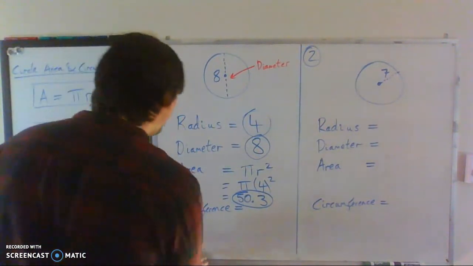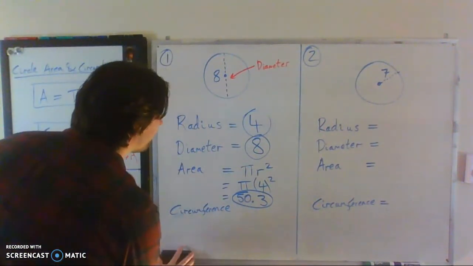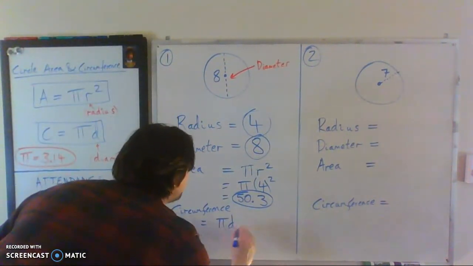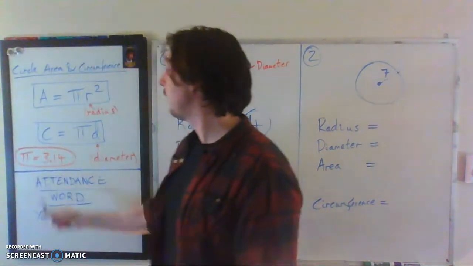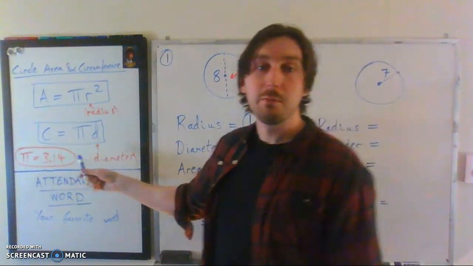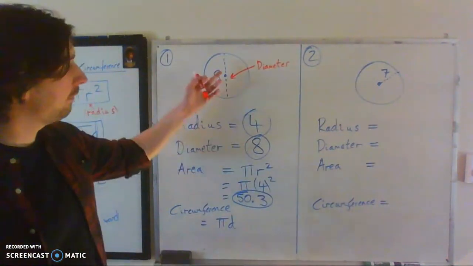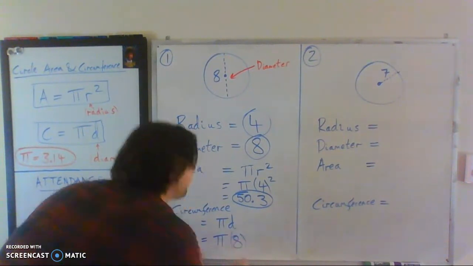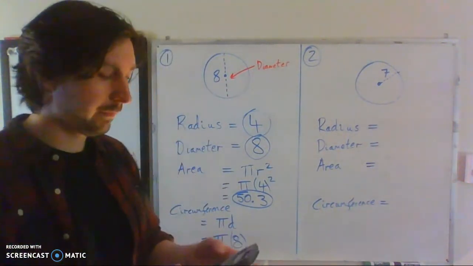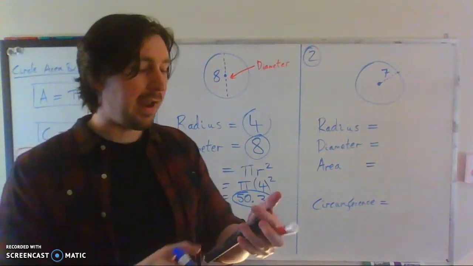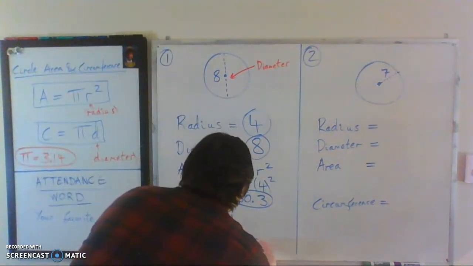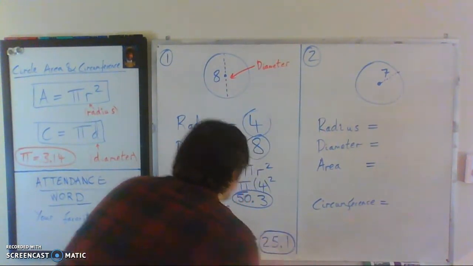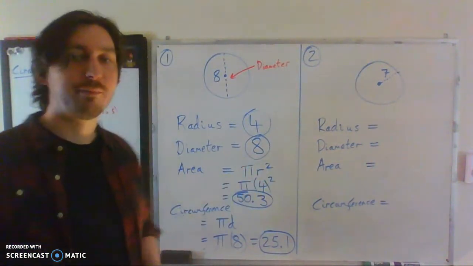And now for circumference. Circumference uses pi d for its formula. You can see it over here, and d being the diameter. For this one, the diameter is 8. I'm just going to do pi times 8 on my calculator, and I get 25.1. And that's it. You've done the whole question.